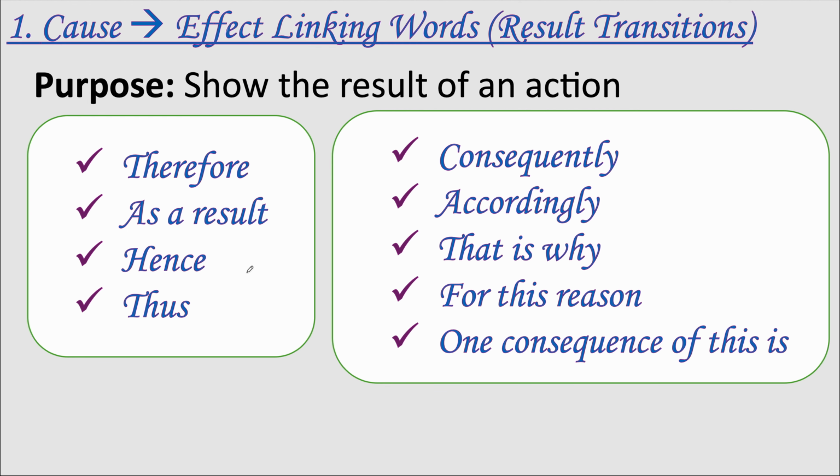Let's start with result transitions. These show what happens after something. Examples include therefore, consequently, and as a result. We first state the cause and then use these transitions to explain the result.